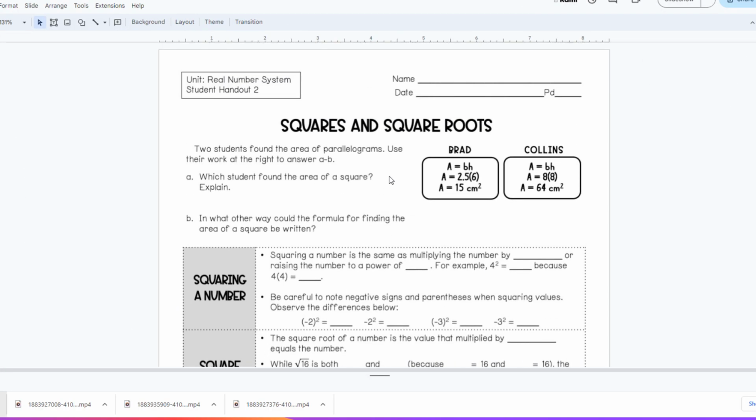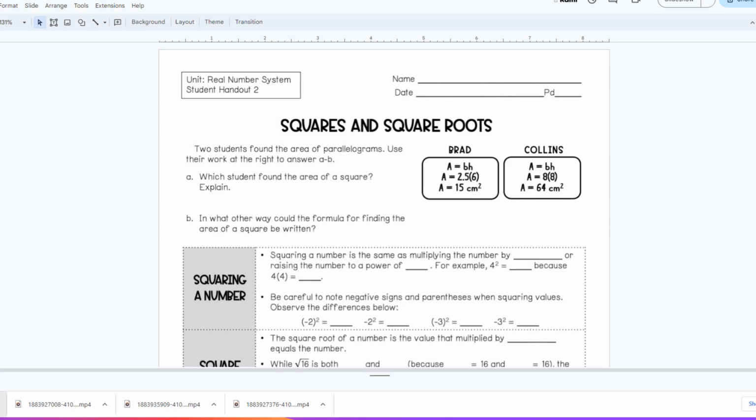So here, we're going to be talking about squares and square roots. So let's go ahead and look at this. Two students found the area of parallelograms; use their work to answer questions A and B. Brad says the area equals the base times height. Remember, parallelograms are like rectangles, and you find their area by base times height. The area for Brad was 2.5 times 6, and he got 15 centimeters squared.